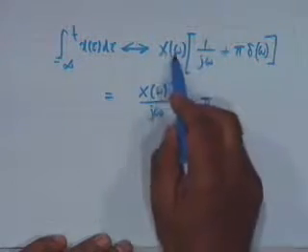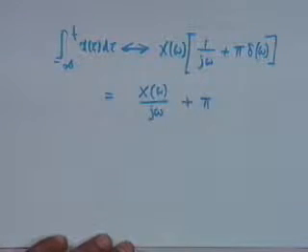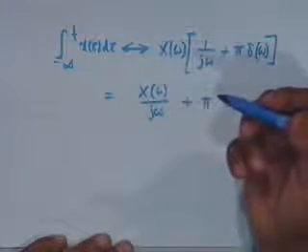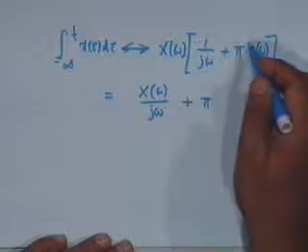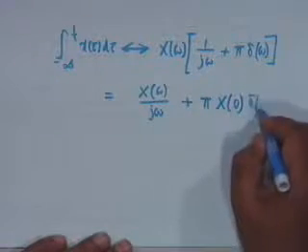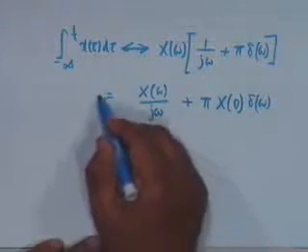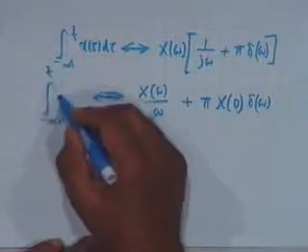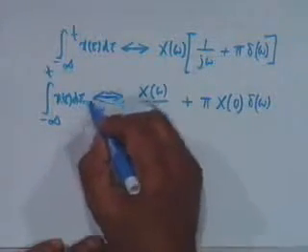Now if I multiply X of omega by delta omega, X of omega, omega can be replaced by 0, because the function exists only at omega equal to 0. So pi X of 0 delta omega, and this is the result that we wanted to establish, minus infinity to t x of tau d tau.